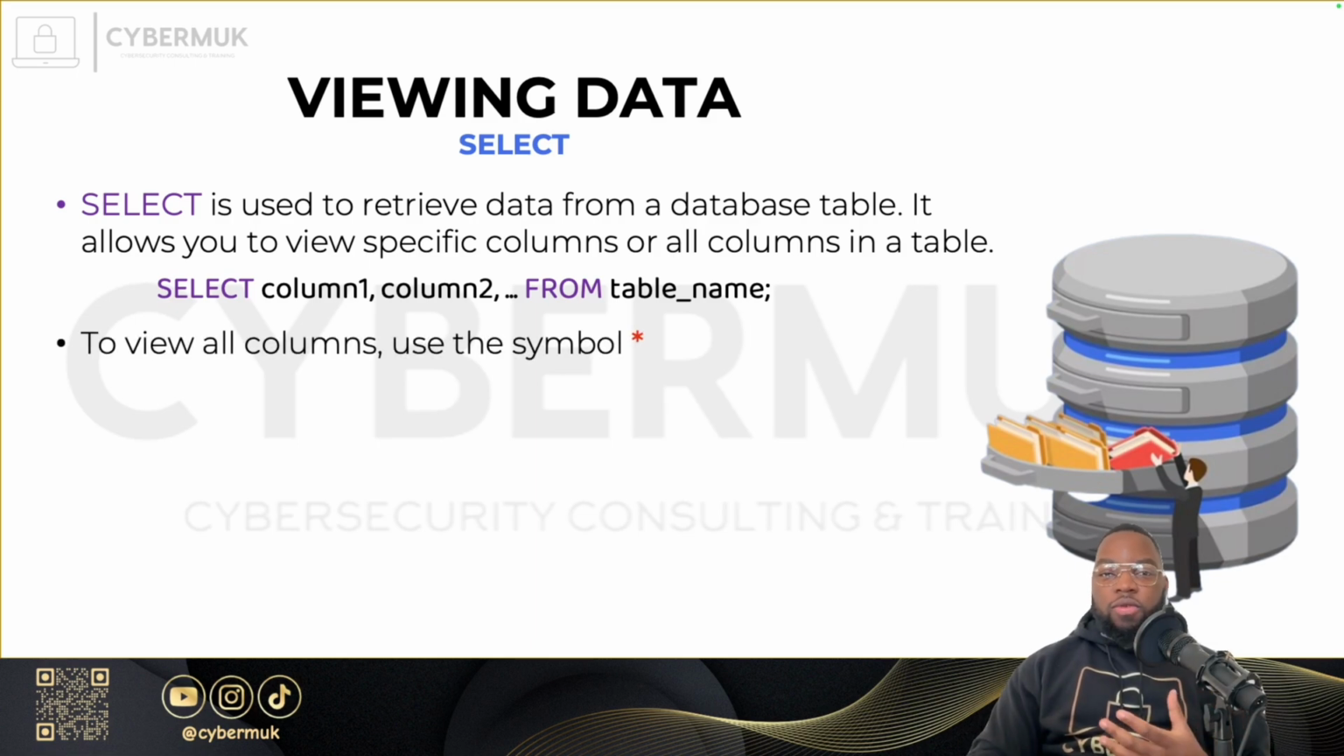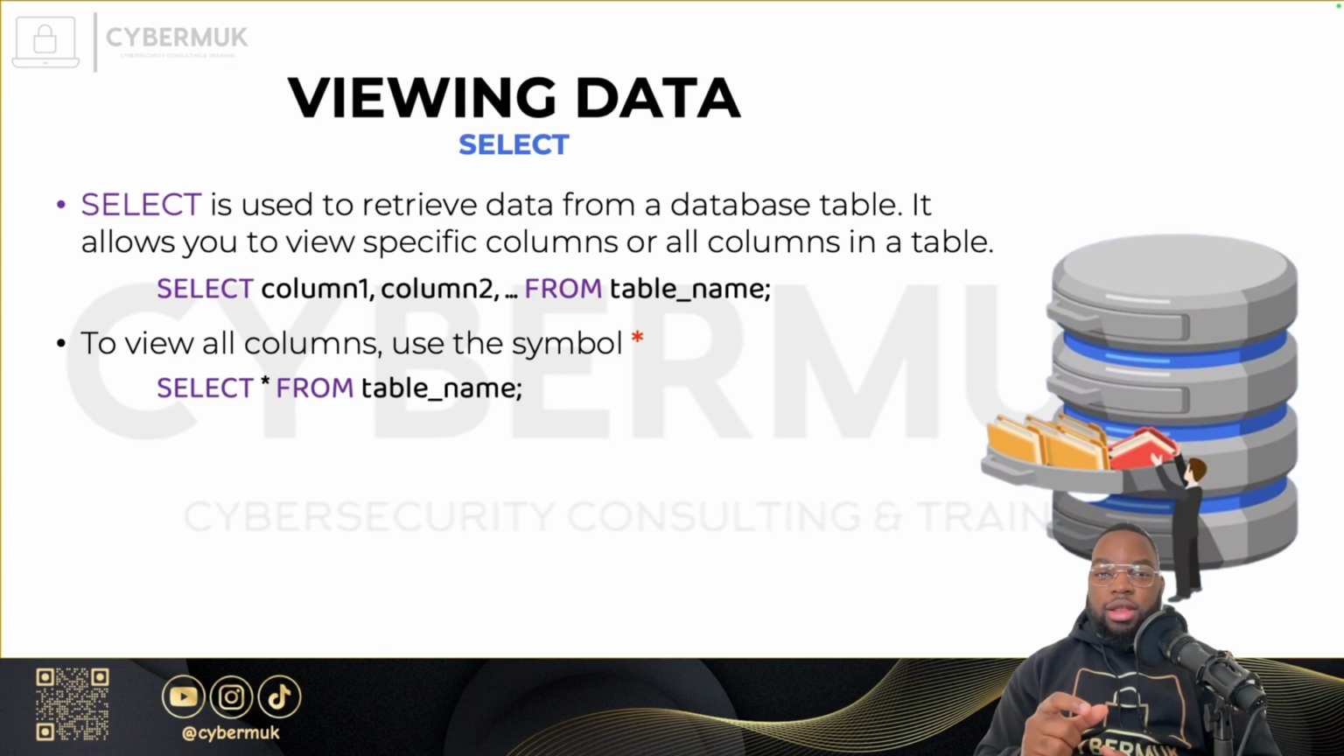How can we do that? To view all the columns, use the symbol star. So you will usually hear the term select star. Star is to view everything, it means everything. So you say select star from table name. That means select everything, or give me everything in the table. So the first one says give me the first names, the last names, and the date of birth. The second one with the star says give me everything from the table.